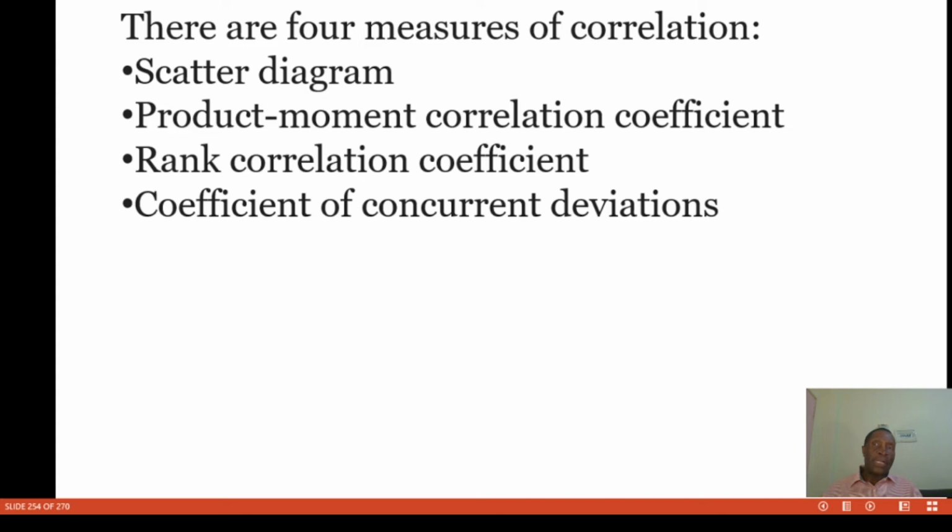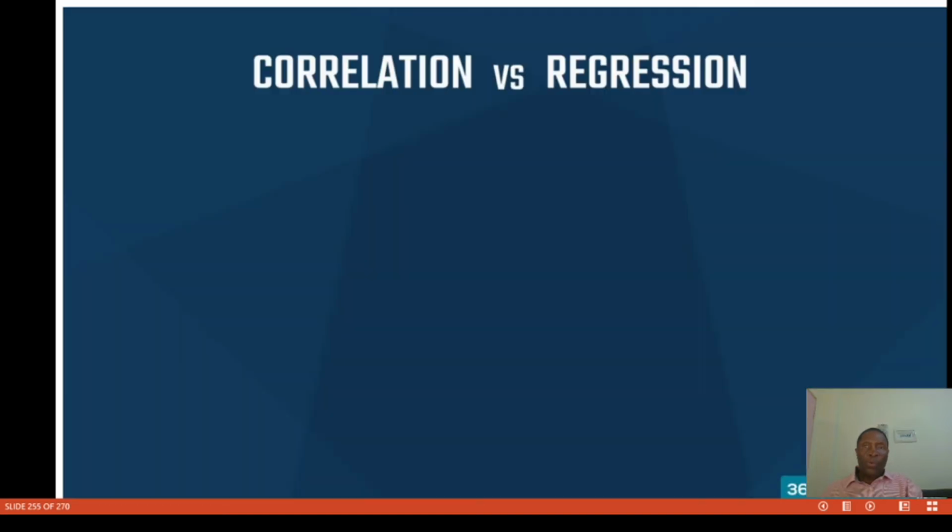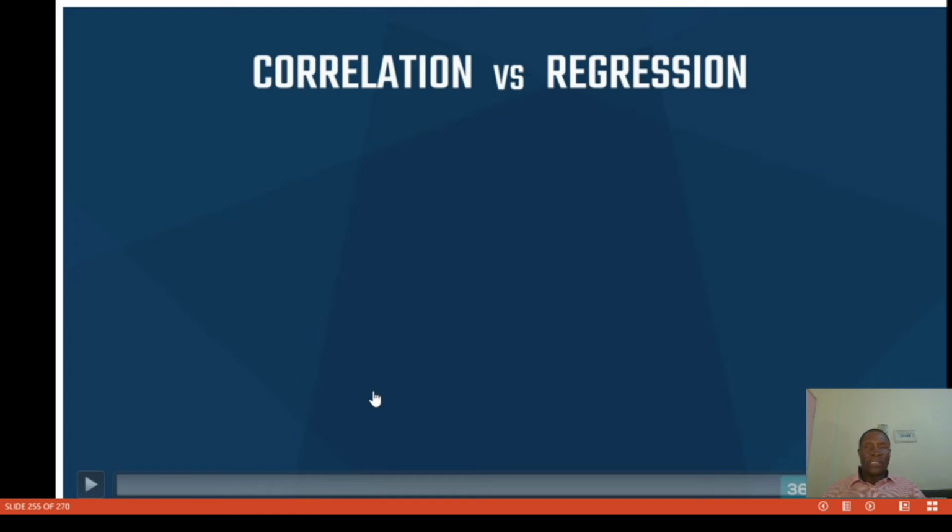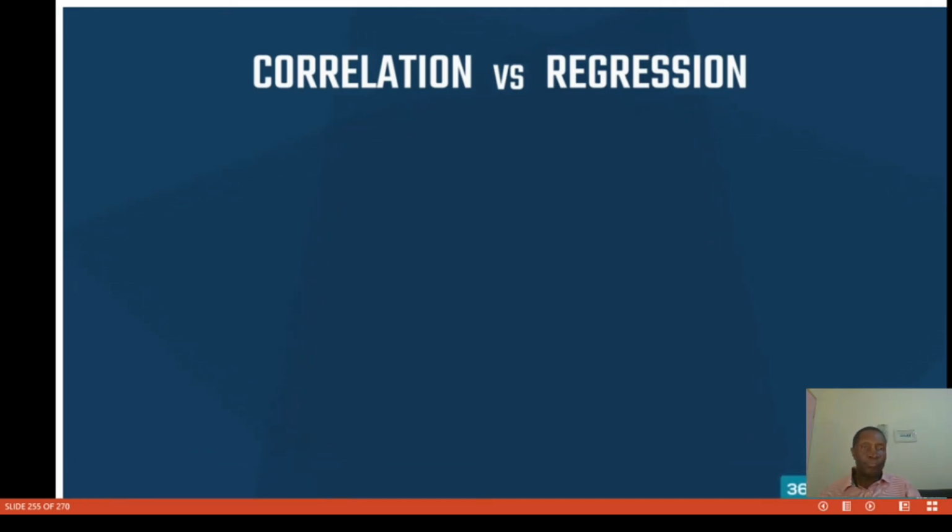There are four measures of correlation. We have scatter diagram, we have product moment correlation coefficient, we have rank correlation coefficient, and we have coefficient of concurrent deviations. But suffice it to say, we really do not have to worry a lot about the various types. Before we go any further, let's just summarize the differences between correlation and regression. Let's focus on the relationship between correlation analysis and regression analysis.